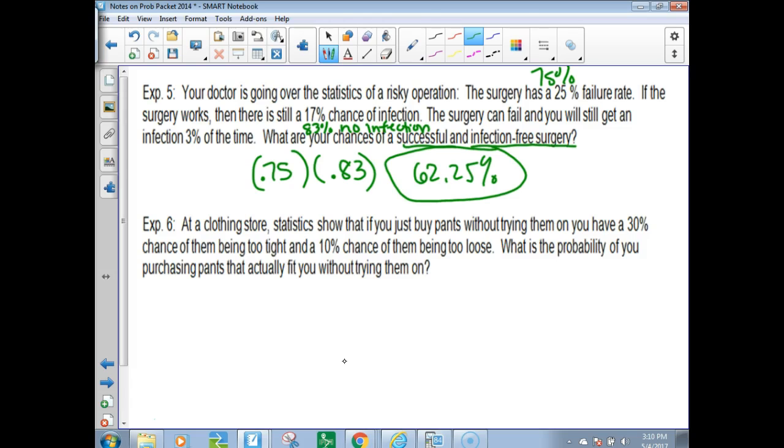Okay, statistics show that if you just buy pants without trying them on, you have a 30% chance of them being too tight, which means they don't fit, and a 10% chance of them being too loose. So what's the total percent chance they do not fit you? 40% chance no fit. Okay, what's the probability of you purchasing pants that actually fit you without trying them on?